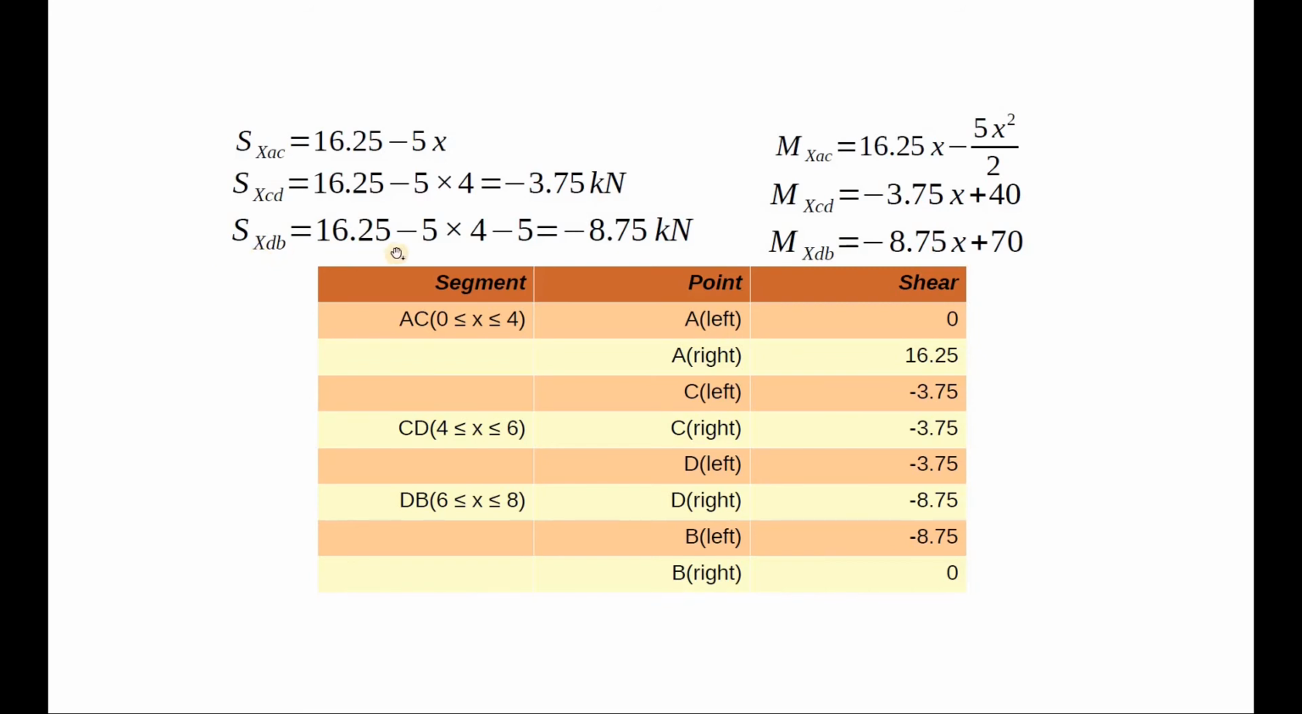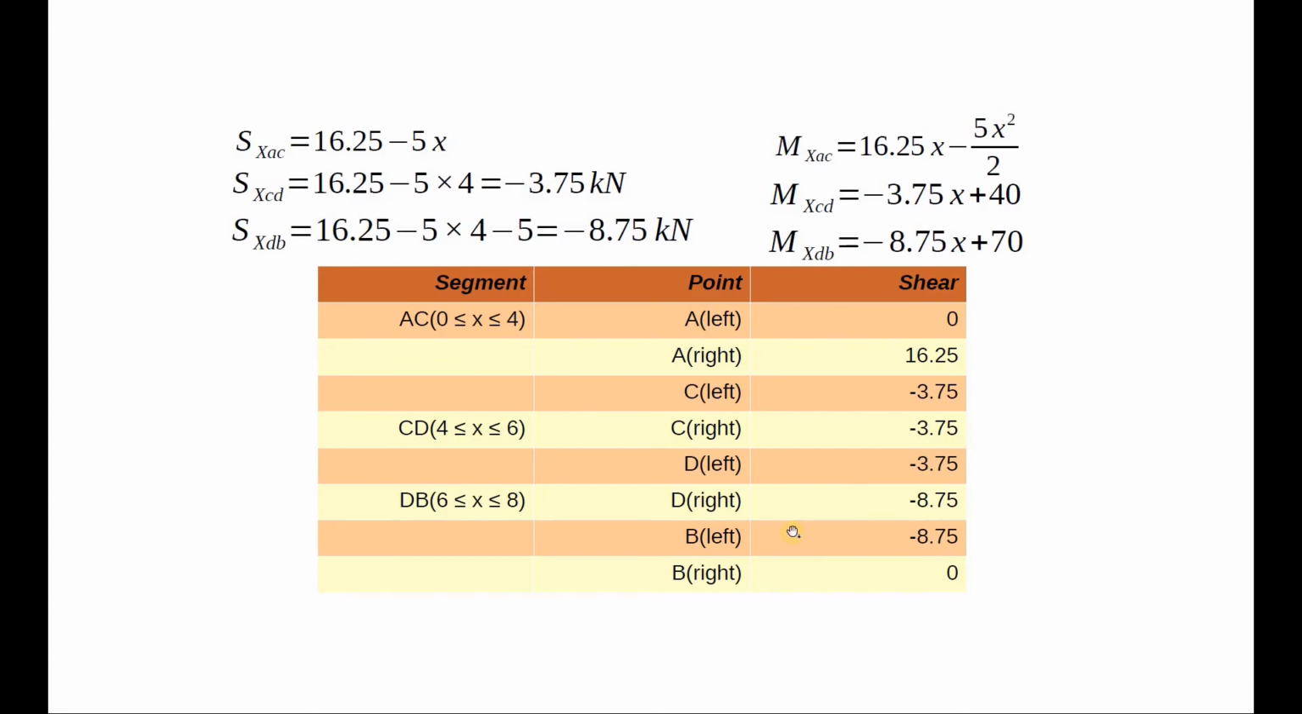Similarly, going to the third expression, given by Sx dB equals 16.25 minus 5 into 4 minus 5, it gives us the value of negative 8.75 kilonewton. The value of the shear force in this segment is again constant with a negative sign in front of it, which means that it will be plotted below the baseline. The value of negative 8.75 remains constant till just to the left of point B.